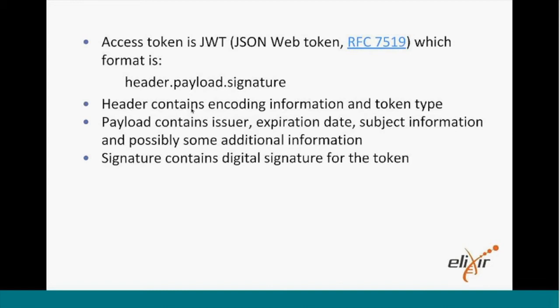So what is this token which is handed by ELIXIR AAI to the service? It's a standard OAuth2 access token, whose format is JWT, JSON Web Token. It contains a header, a payload and a signature. The header contains encoding information and token type. Payload contains the issuer, so who issued this token, expiration date, subject information, and possibly some additional information. And actually, this additional information in this solution we have designed is the dataset permissions. And naturally, the signature contains the digital signature for the token.